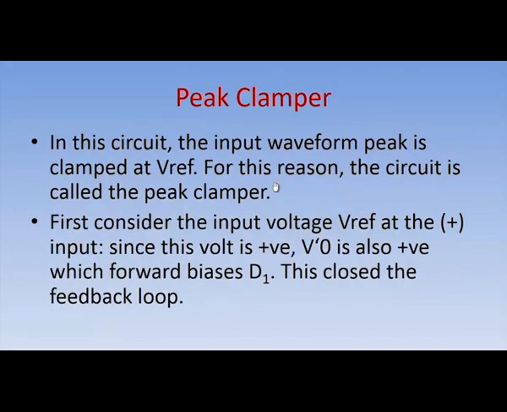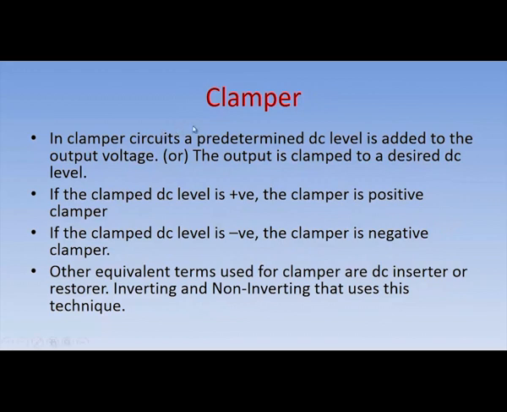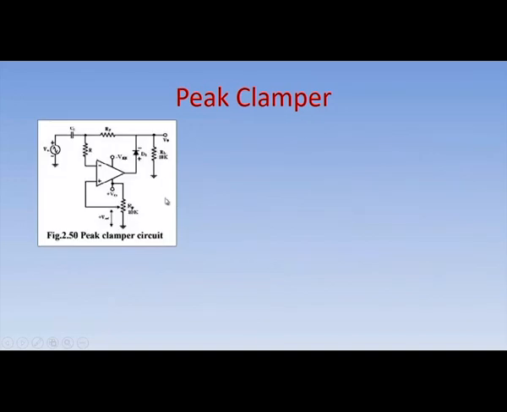Clamper. What do you mean by clamper? In a clamper circuit, a predetermined DC level is added to the output voltage. The output is clamped to a desired DC level. If the clamped DC level is positive, then the clamper is a positive clamper, and if the DC level is negative, then it is a negative clamper. So, this circuit is actually a peak clamper, a positive peak clamper.